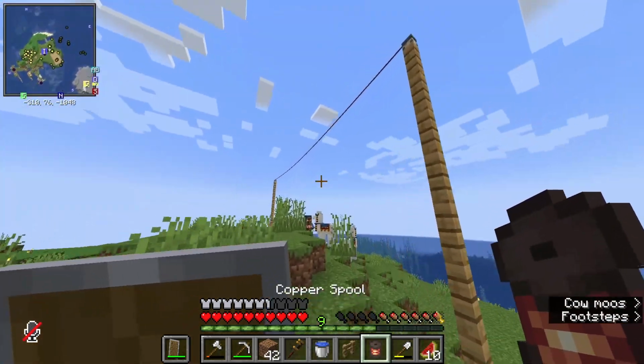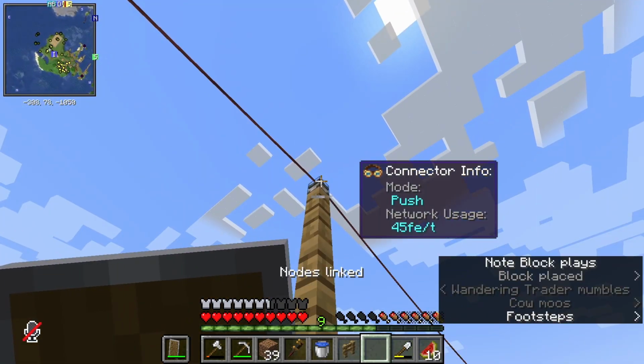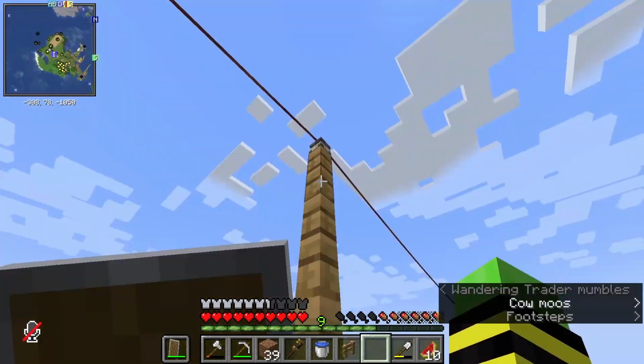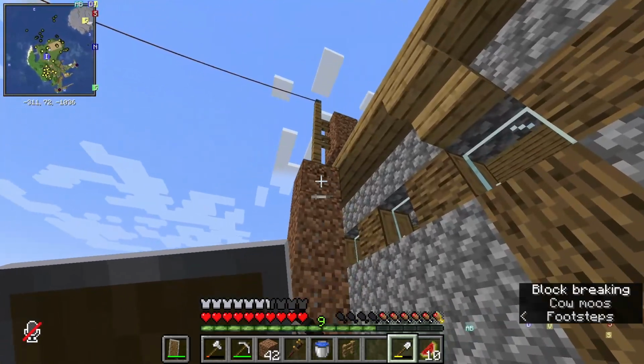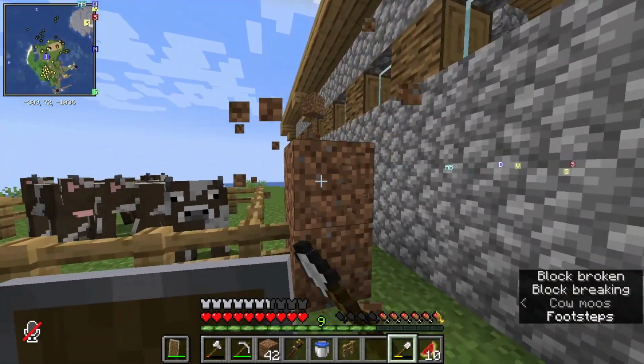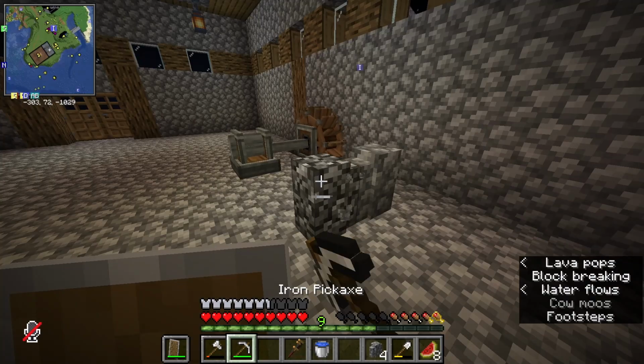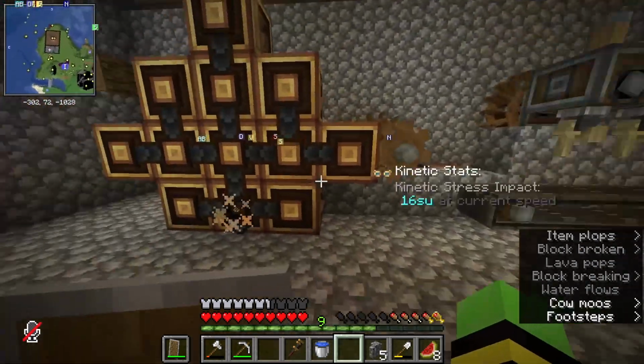Alright, can we connect these? Please tell me I can. Yes! Oh my goodness. It did the connection thing. It's gonna have its little pedestal there.